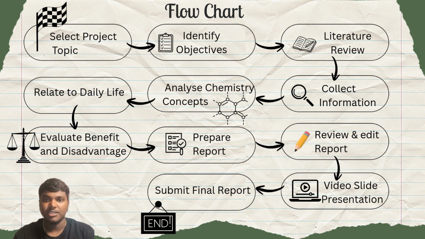Next, we conducted a literature review using books, journals, and reliable online sources. Based on the information collected, we analyzed important chemistry concepts such as organic chemistry, chemical bonding, and chemical kinetics. We then related these concepts to daily life by explaining perfume notes, skin interactions, and fragrance performance. After that, we evaluated the benefits, applications, and disadvantages of perfumes.